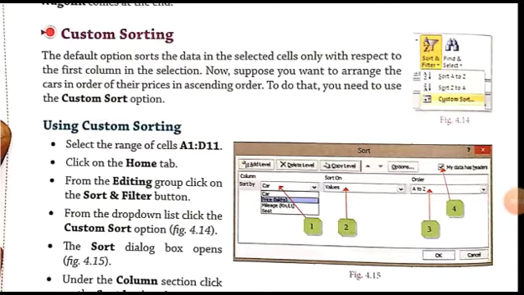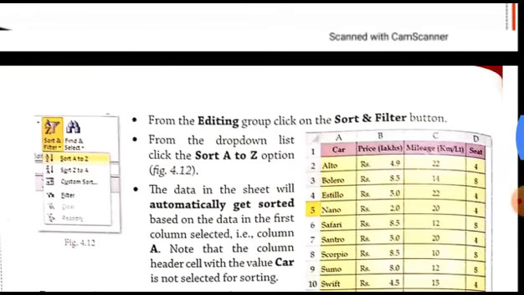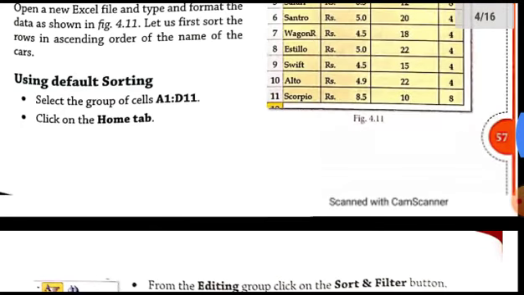This new video is the part 4 video of our chapter 4, which is advanced topics in MS Excel. In this video we will study custom sorting, how we can use custom sorting. In the previous video, the part 3 video, we studied default sorting. What was the difference between default sorting and custom sorting?